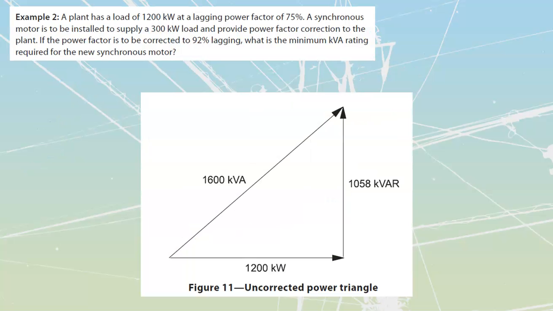Okay, last one that we have over here is going to be a motor that has a load of 1200 kilowatts at a lagging power factor of 75%. And then we're going to install a synchronous motor to supply a 300 kilowatt load and provide power factor correction to the plant. And I need to take the power factor down to 92% lagging. So what's the minimum kVA rating required for this new synchronous motor?